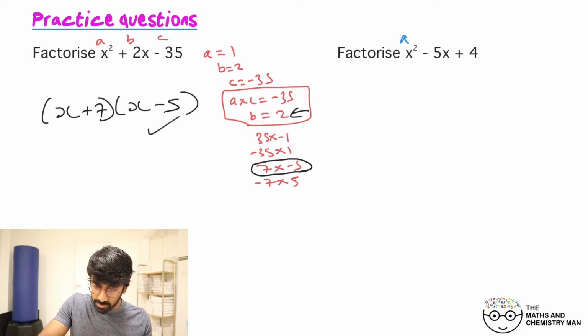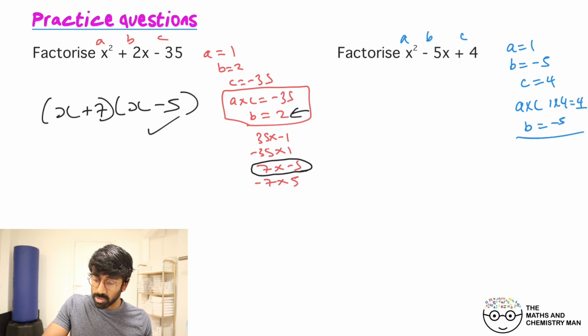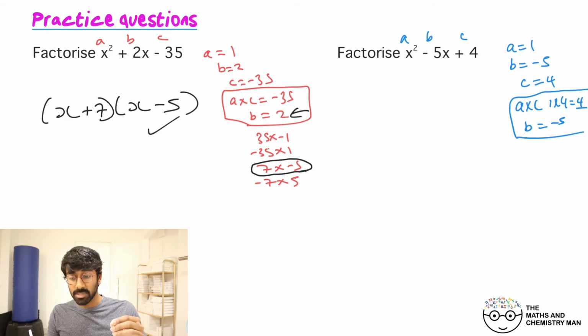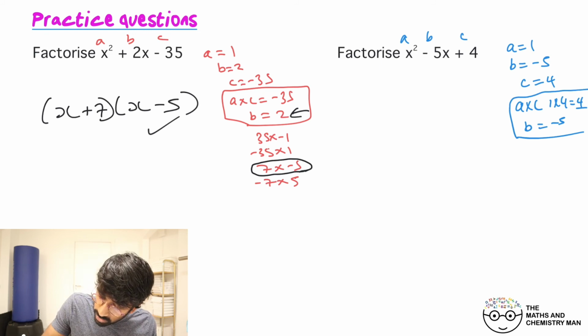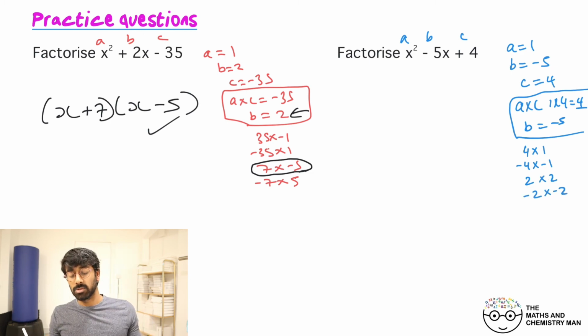And the last one here then. So A, B, and C on top of those. A is equal to 1, B is equal to minus 5, C is equal to 4. How do we start again? A times C, which is going to be 1 times 4, which is just 4. And then write down what B was. B was minus 5. Okay, so what are we looking for? We're looking for numbers that times to give me 4. So that could be 4 times 1 or minus 4 times minus 1. We could also do 2 times 2 or minus 2 times minus 2. There we go. So those are options.